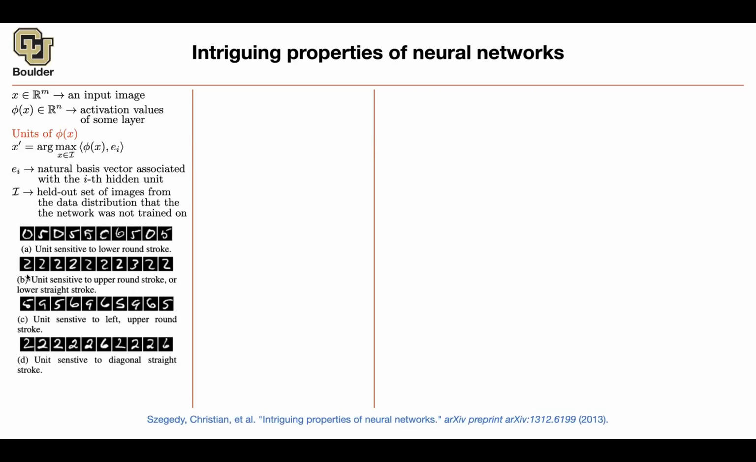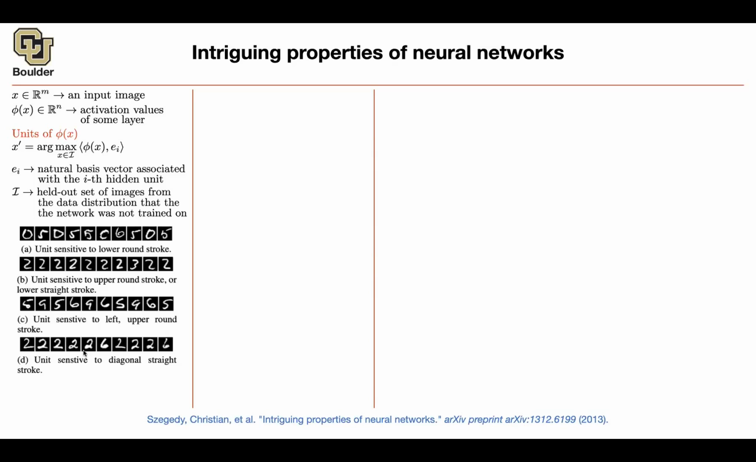This other unit seems to be sensitive to upper round strokes. So there is a round stroke on top. Or it could be lower straight strokes. This unit is sensitive to left upper round stroke. So it's left upper round stroke. Sensitive to diagonal straight line. But there is nothing intriguing about this.